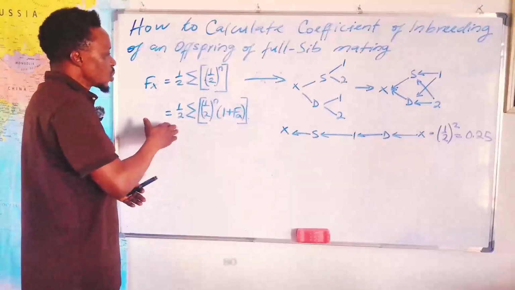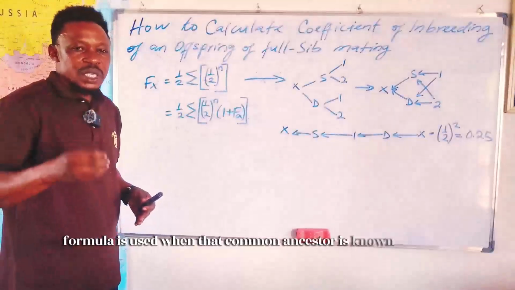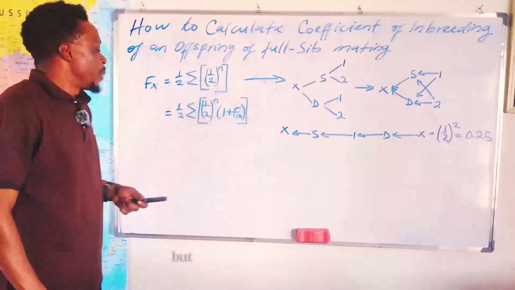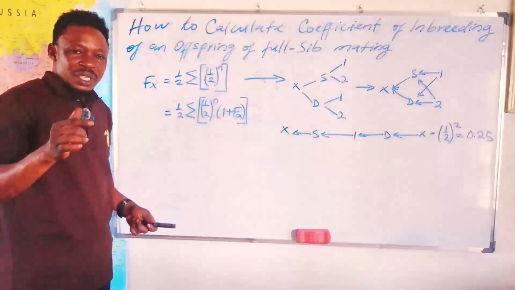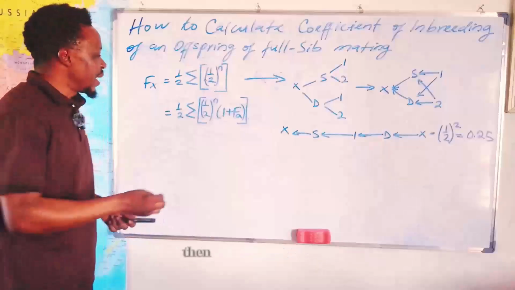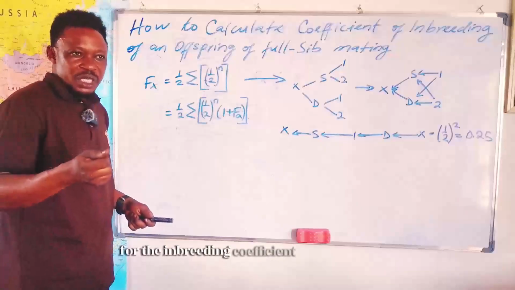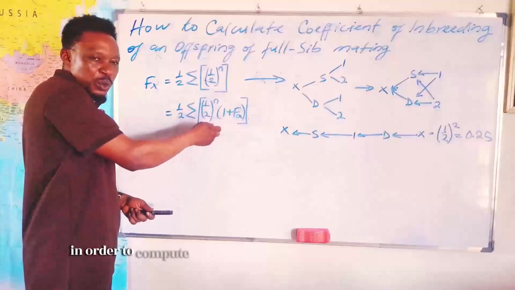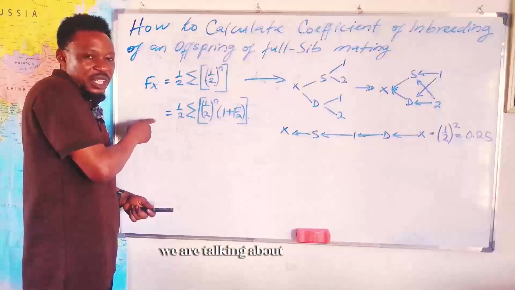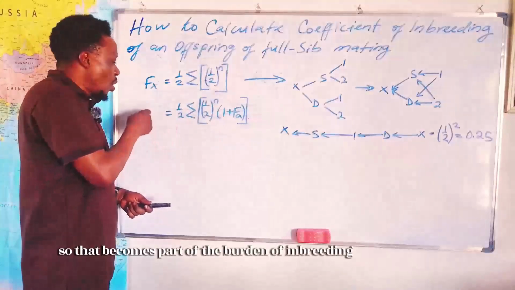And this formula is used when that common ancestor is known not to be inbred. If it's not inbred, we use this simplified formula. But if the common ancestor himself or herself is inbred, then we have to account for the inbreeding coefficient of that ancestor in order to compute the inbreeding coefficient of the offspring in question. So that becomes part of the burden of inbreeding of the individual.